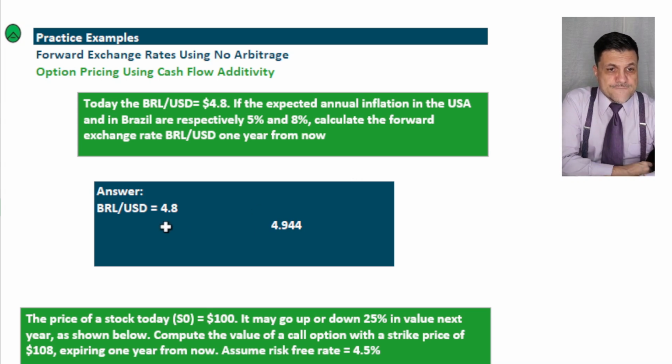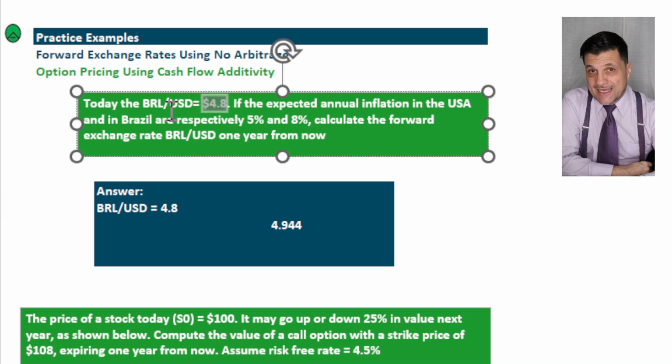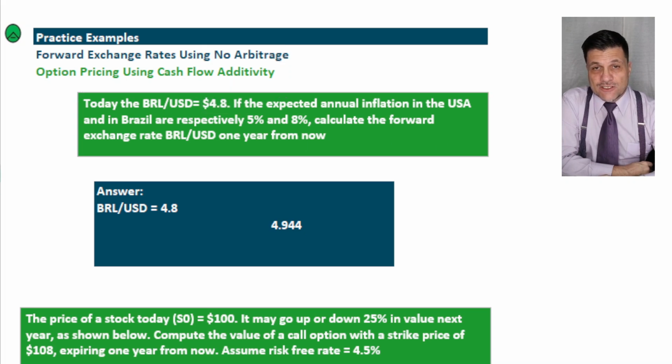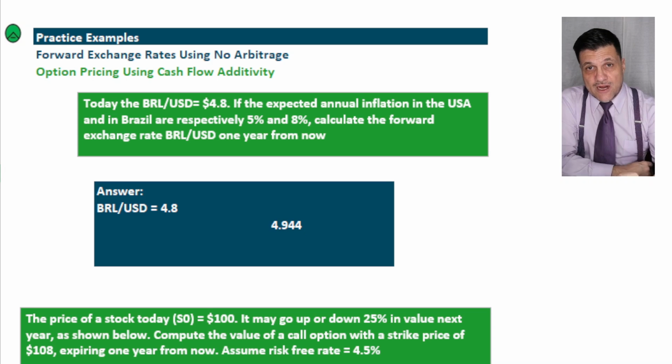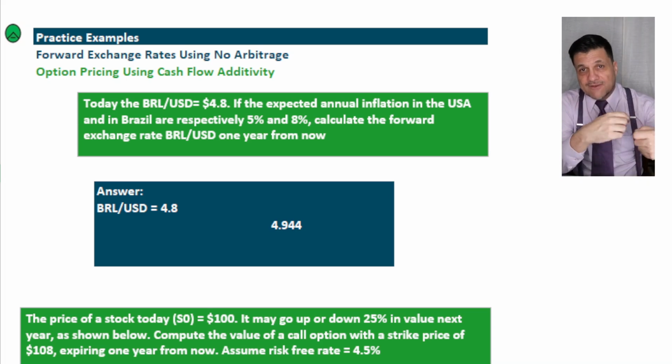Back here, think with me. If today I need 4.8 Brazilian reals to buy a dollar, and the Brazilian real will depreciate, do you think I'm going to need more Brazilian reals to buy the dollar a year from now, or fewer Brazilian reals to buy the same dollar? And the answer: more. Because when the currency depreciates, you're going to need more units of that currency to buy the other one. Understand this?